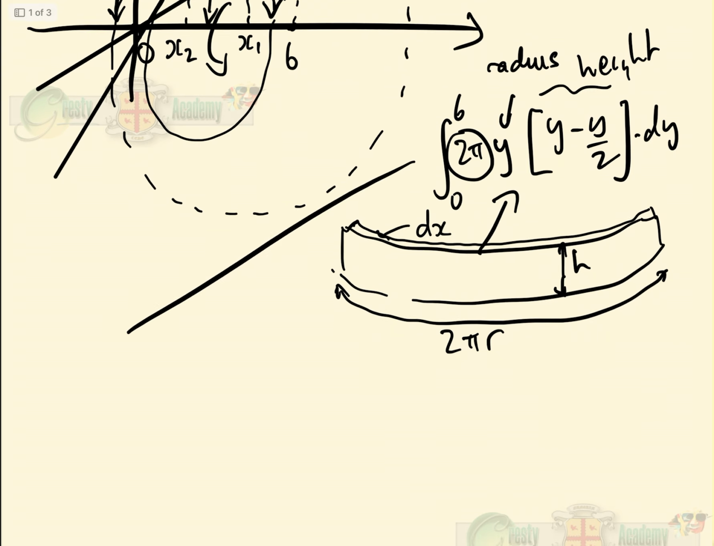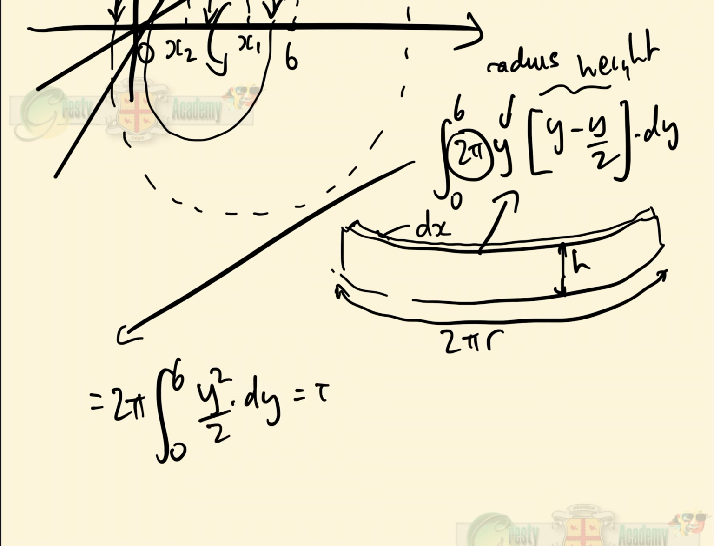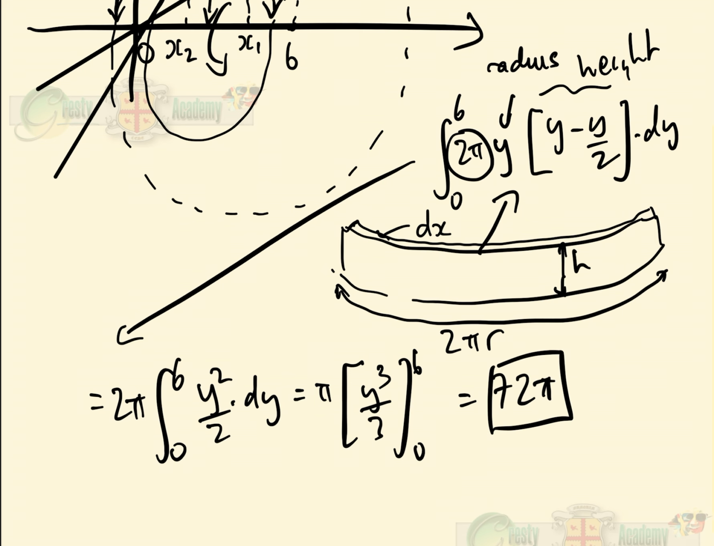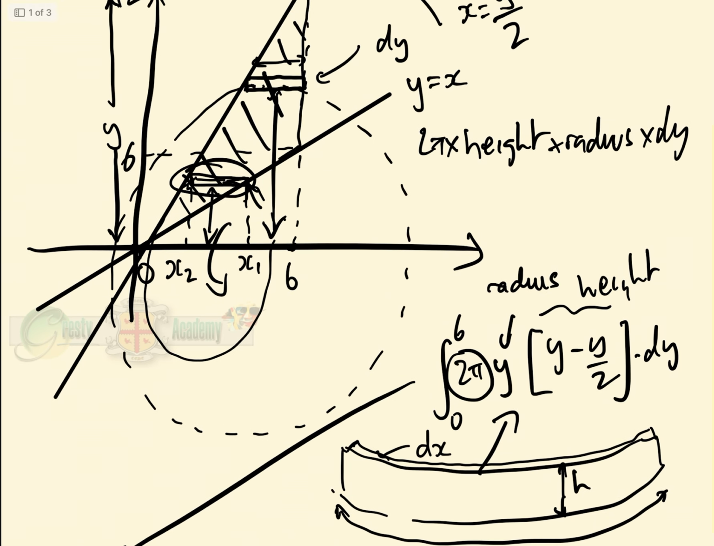Okay, so basically doing this one here, that equals 2 pi times the integral between 0 and 6 of y squared over 2 dy, which equals pi times y cubed over 3 between 0 and 6, which is 72 pi. Okay, so we've got the integral of the first bit here, and now we need to do exactly the same, but for the second bit.